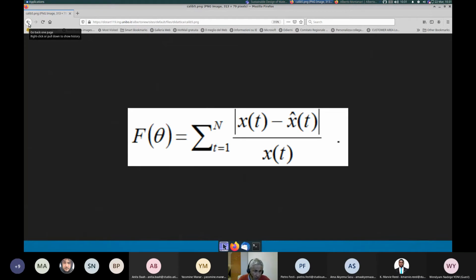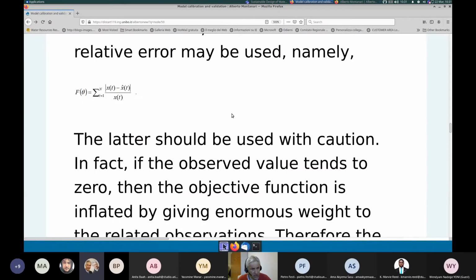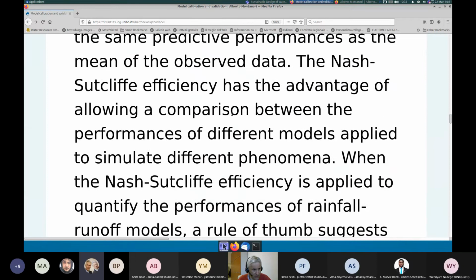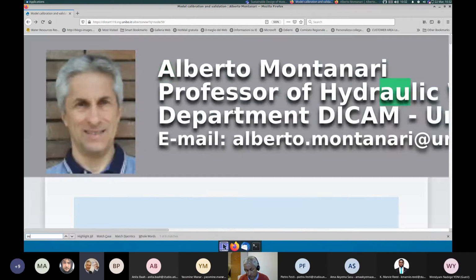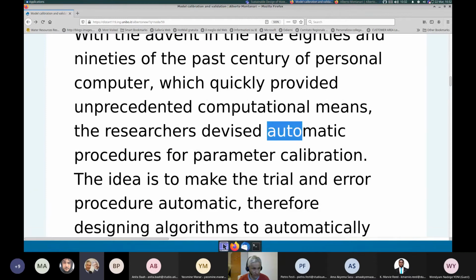Okay, so these objective functions, let me put them in the overall context from which we started, may be helpful for you if you are in a trial and error context to get a quantitative assessment of model performances, as we said. Okay, good. Now, let's go back to our page and let's now see an alternative to trial and error. What is the alternative?